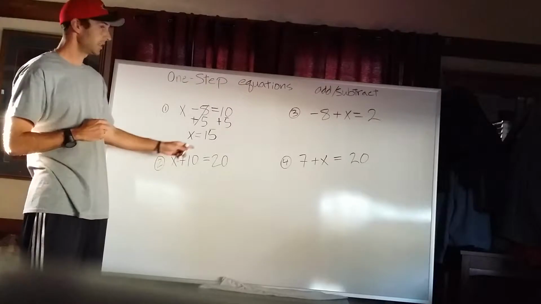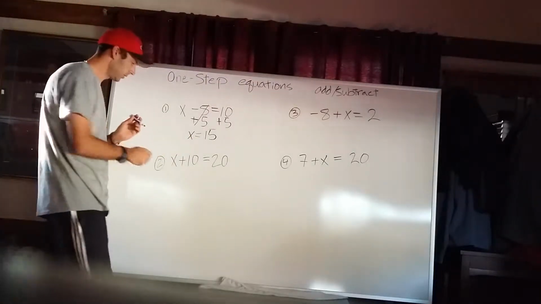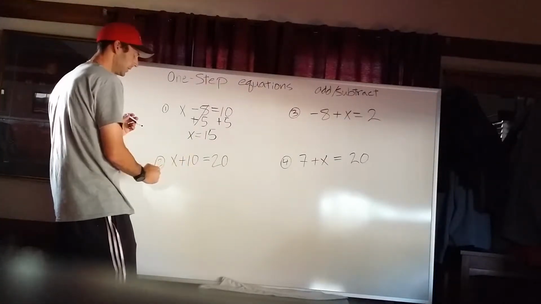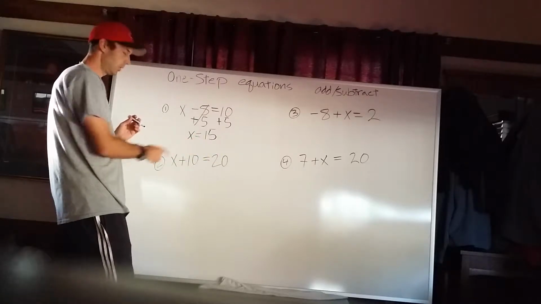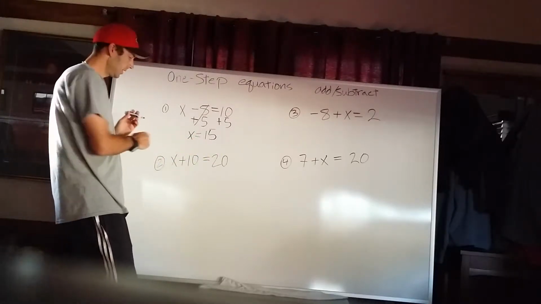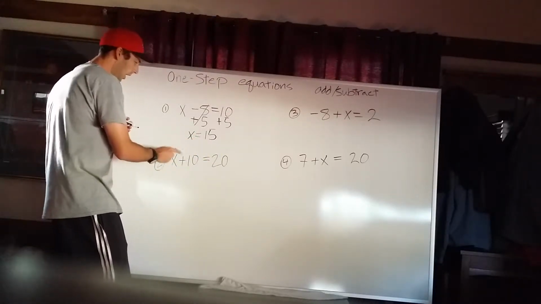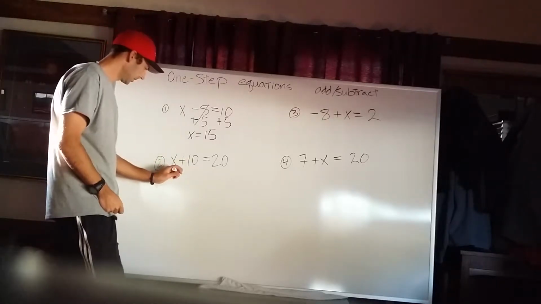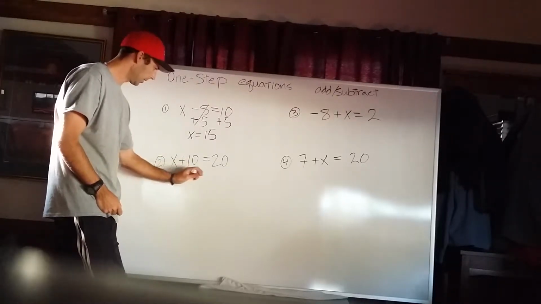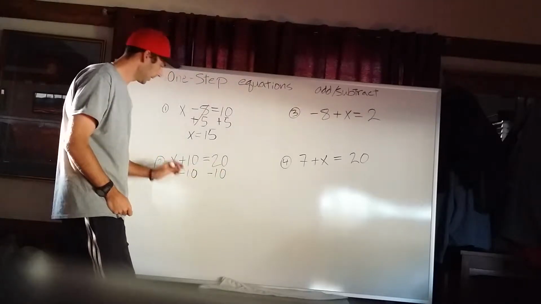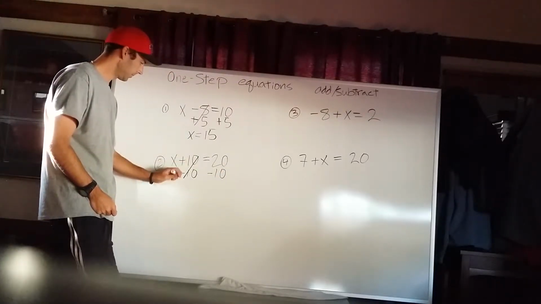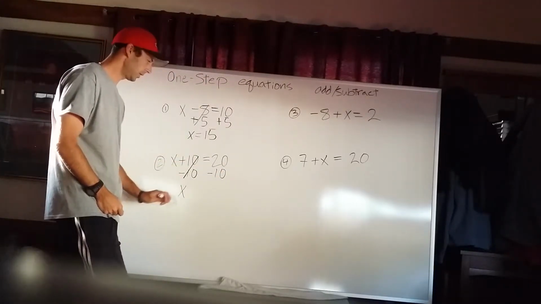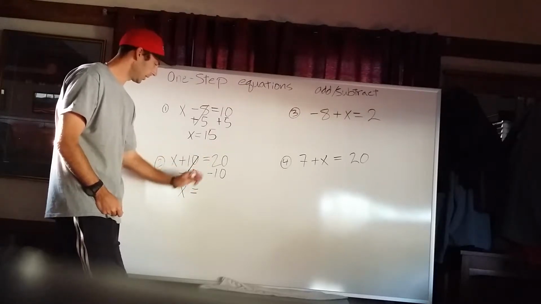Next, x plus 10 equals 20. We do the opposite of what we see. We want to remove the positive 10, move it to the other side while eliminating it from the left side. So x plus 10, the opposite of adding 10 is subtracting 10. 10 minus 10 is 0. We're left with just our variable, equals 20 minus 10.